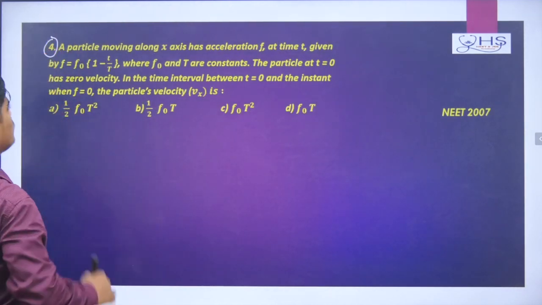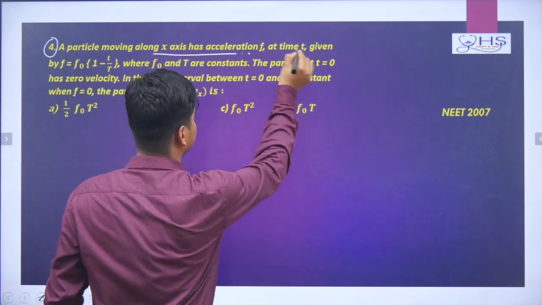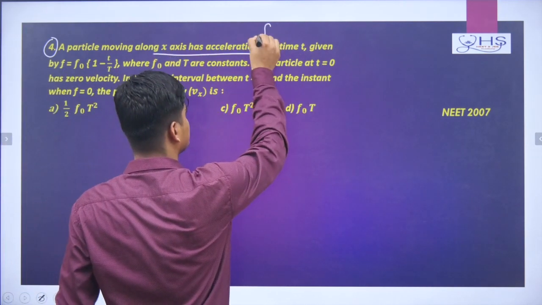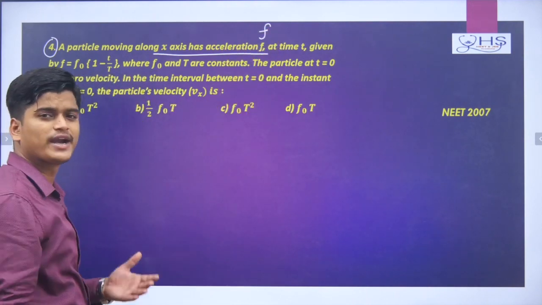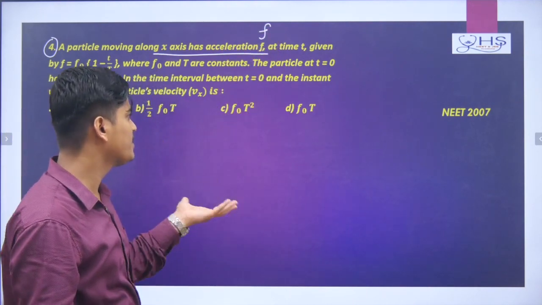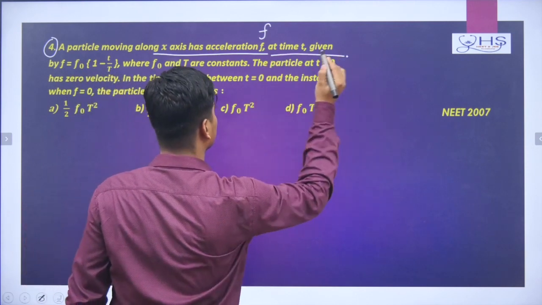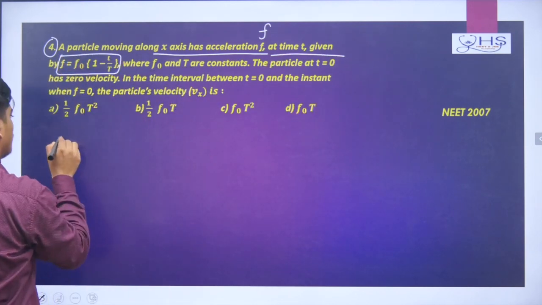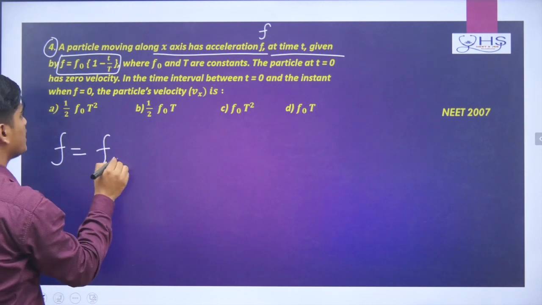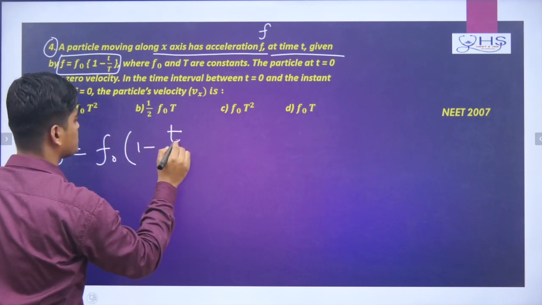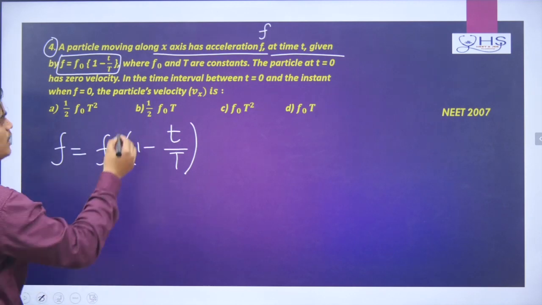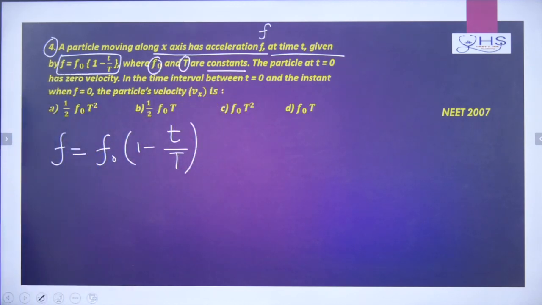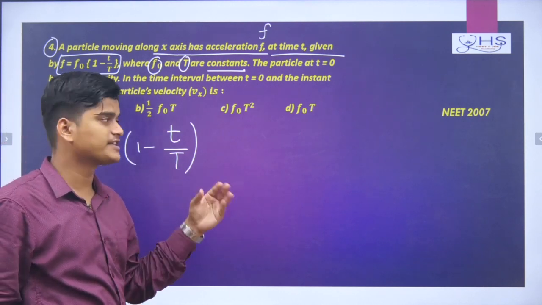Now here, the fourth one: a particle moving along the x axis with acceleration f. You see they have given acceleration as f basically. No need to worry, we normally take acceleration a, but they have given f, so let us take it. Now time t is given, and f is equal to f naught times 1 minus small t by capital T. Now f naught and capital T are both constants, which means you can take them out of the integration if necessary.